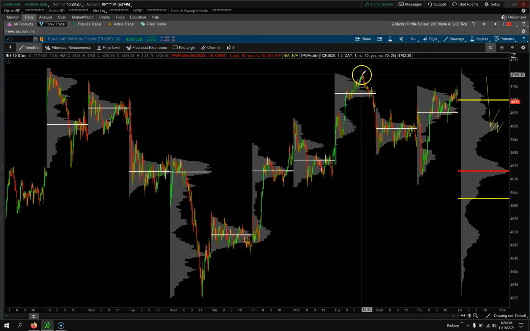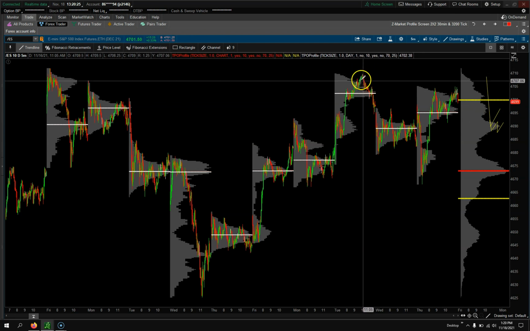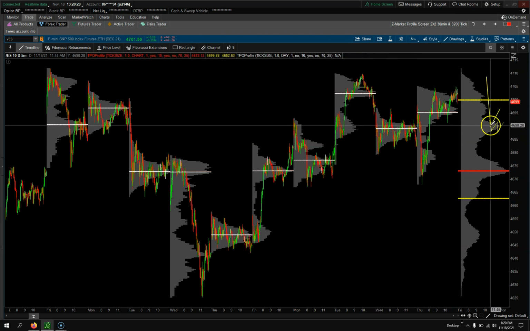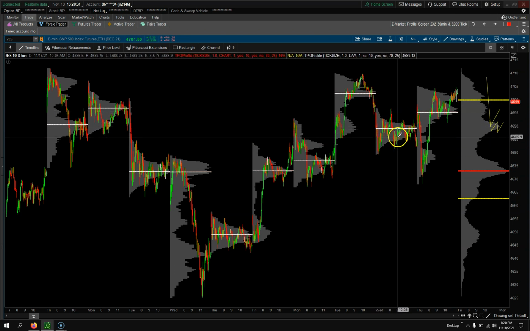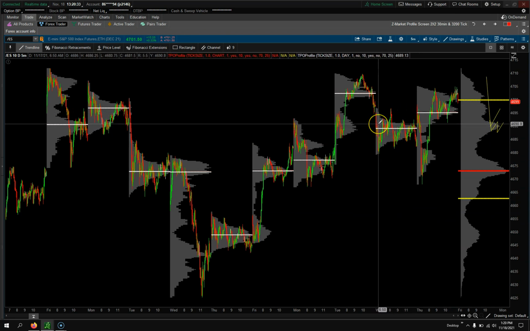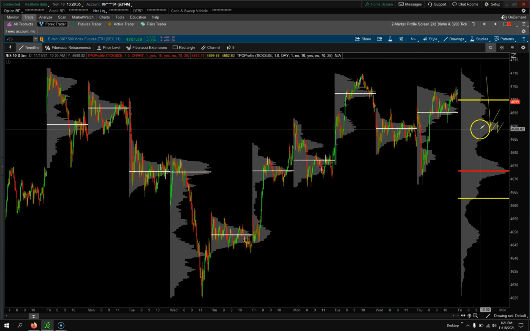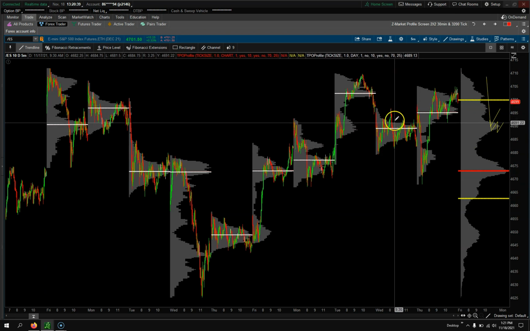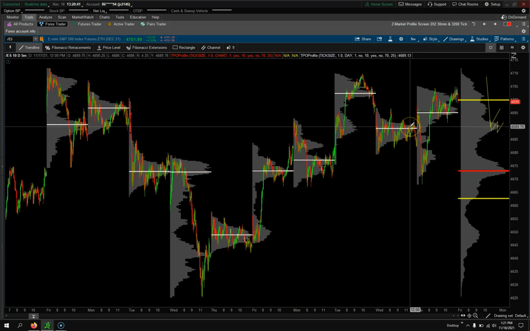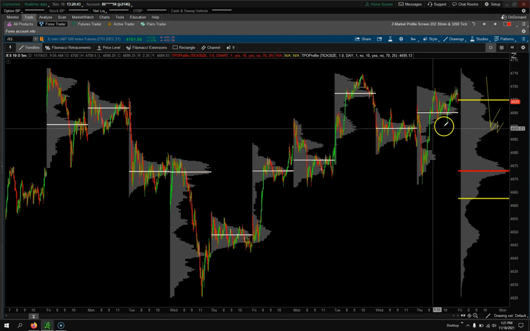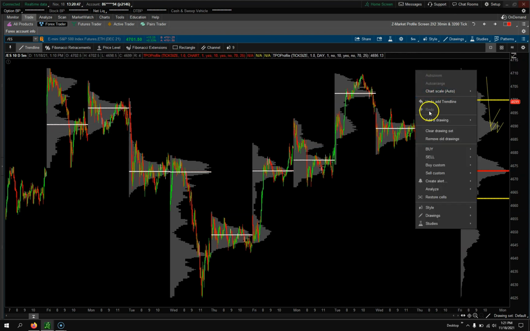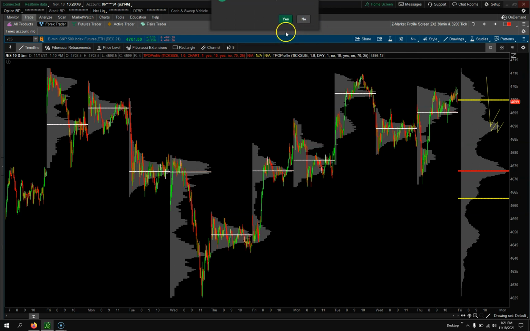So you could see, think of this as our monkey. He falls out of the tree and then comes to the high volume node and then just starts to bounce, right? Think of it as a big tree. It bends down a little bit, so it overshoots it a little bit, but then it comes back up and he's just bouncing up and down. So hopefully that gives you guys a clear aspect of what exactly market profile is.